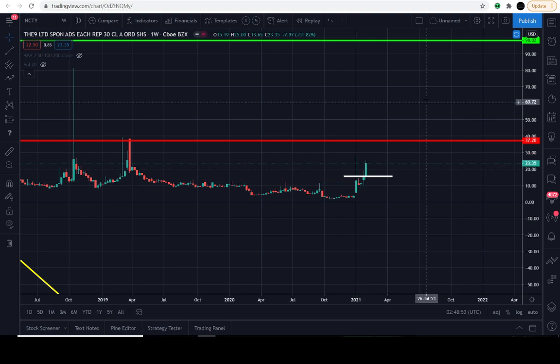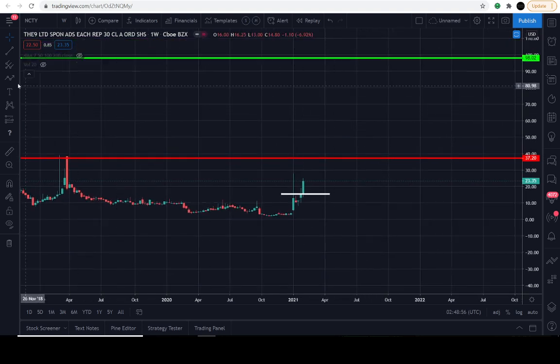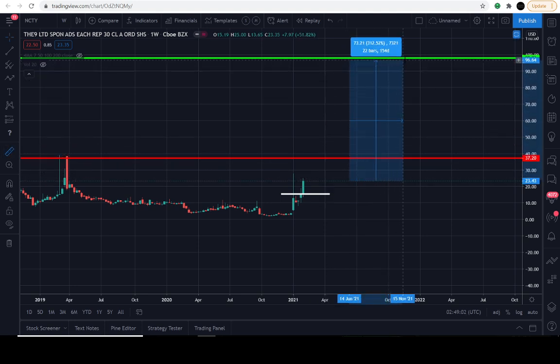yeah, I think it wouldn't even take longer than 3 to 6 months for it to reach $100. Okay, so let me just do a measurement from the current level all the way up to the green line, because the path is pretty much clear. It's just you're going to experience volatility.